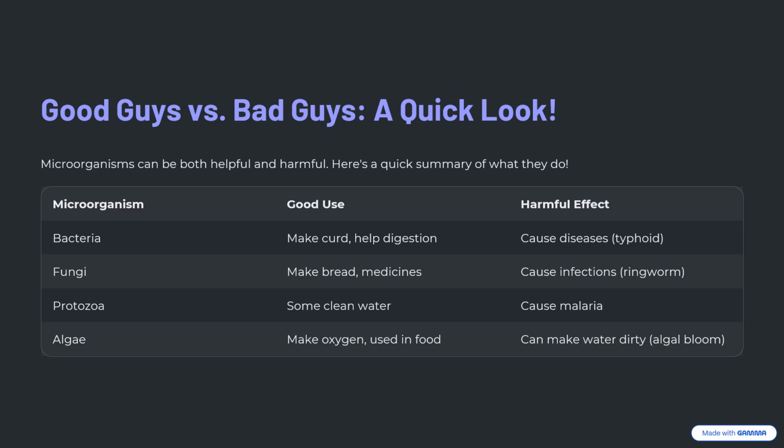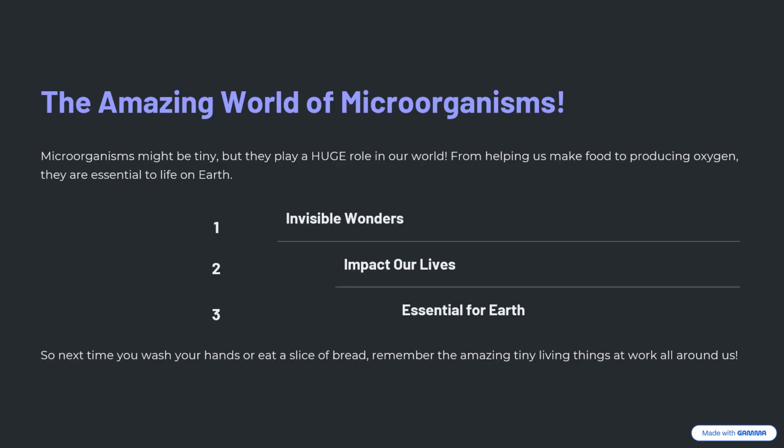Next, protozoa. Protozoa are used for cleaning water, and they also cause malaria. Algae make oxygen, and they are also used in food. Algae can also make water dirty, like an algal bloom. So far we have seen the different microorganisms, their goodness and badness.